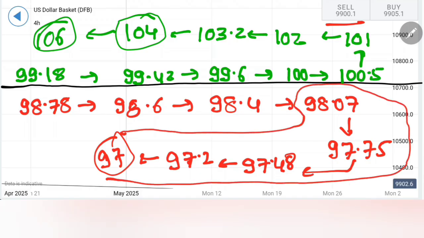zone, and thus till 97 I will not treat the DXY as bearish. Till 97 the possibility of a reversal will be high. Below 97 is where you can say now this is the time for a greater correction towards 95, and then in the near future 92. I do not expect this to happen, but yes, these are markets. Anything and everything is possible. Take your trades, take your positions accordingly.